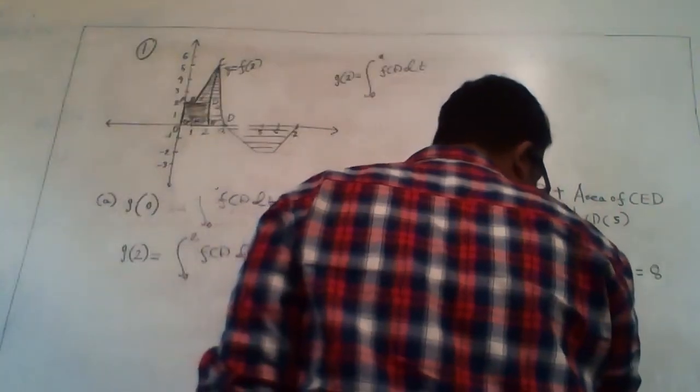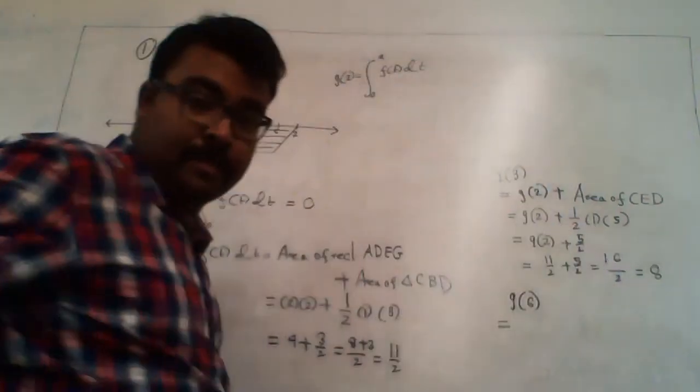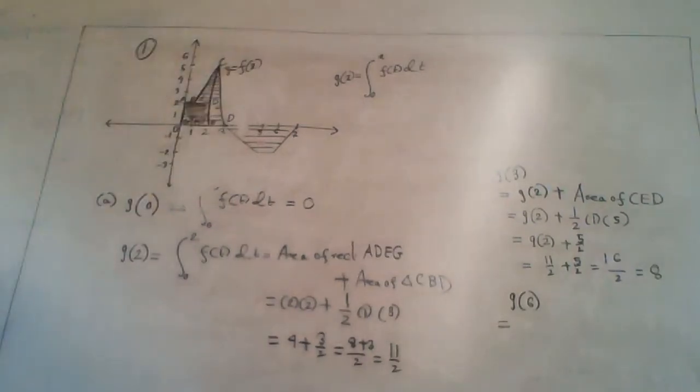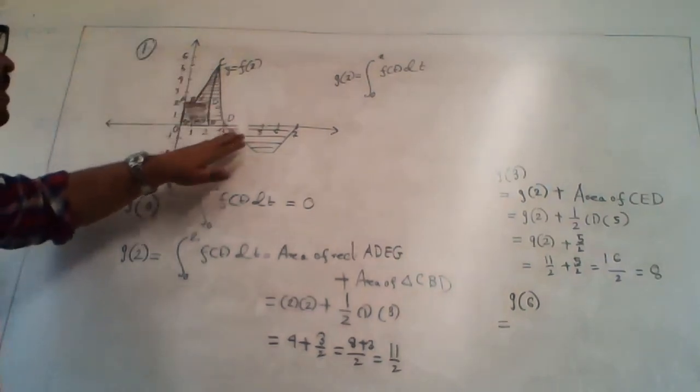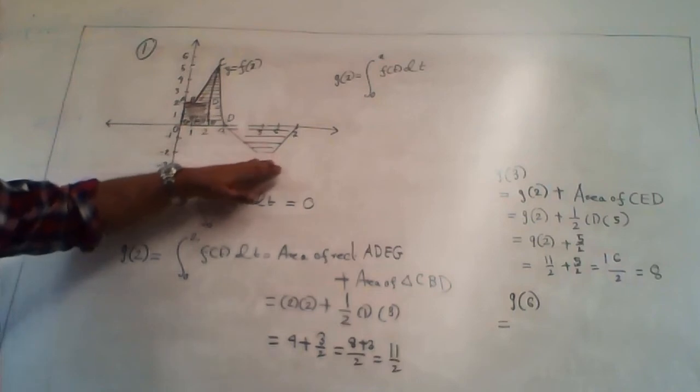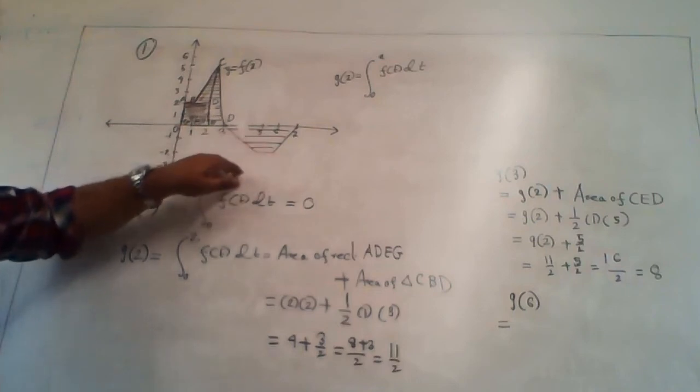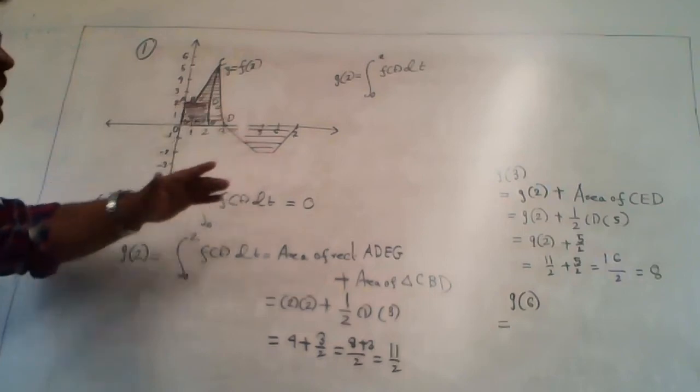So how do you calculate G of 6? G of 6 means what? So we have 6, some part above the x-axis and some part below the x-axis. Remember that we have to do area above minus area below.